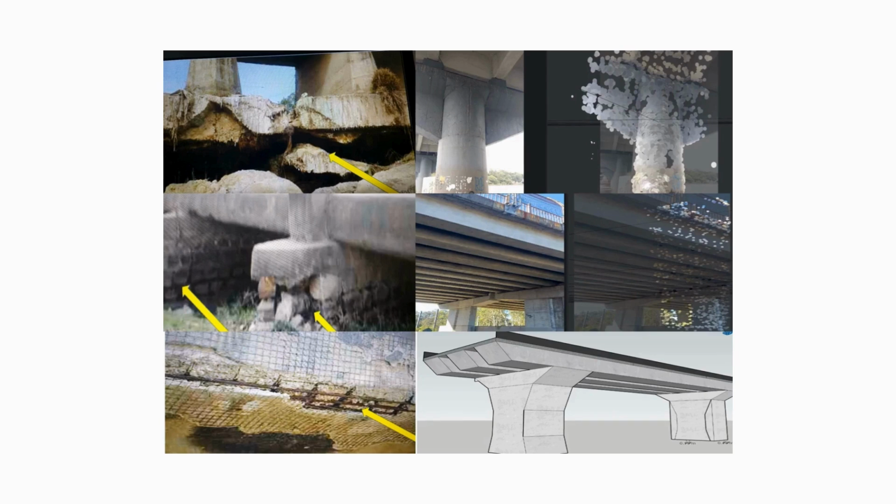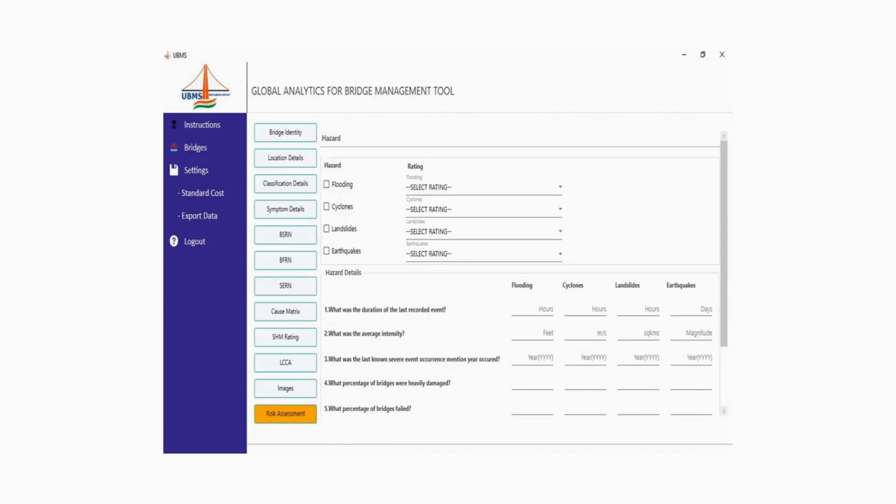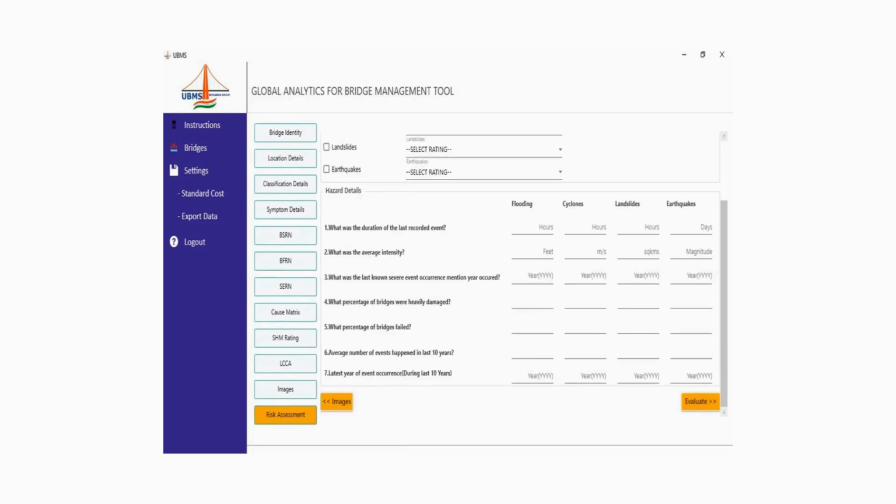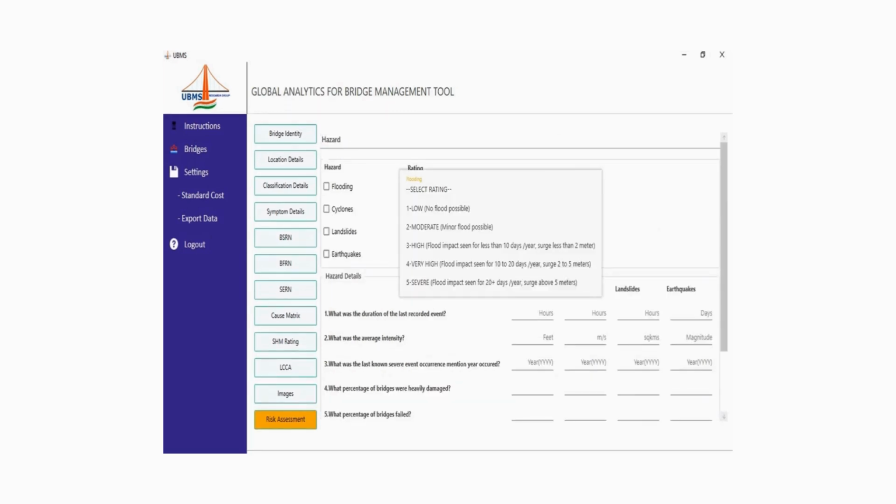Data related to the historical narrative of these 4 hazards. It includes the last recorded event, average intensity of the event, severity of the event, percentage of bridges that were heavily damaged or collapsed. Further data related to the average number of events in the last 10 years and the last year of event occurrence is provided. This completes the data requirement of GABM to evaluate the various outputs.